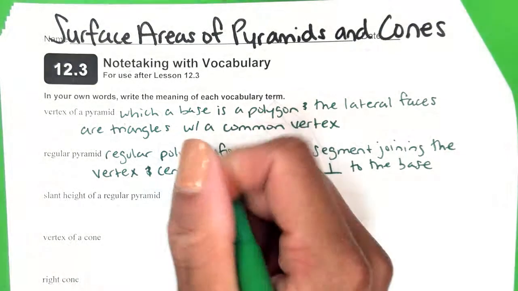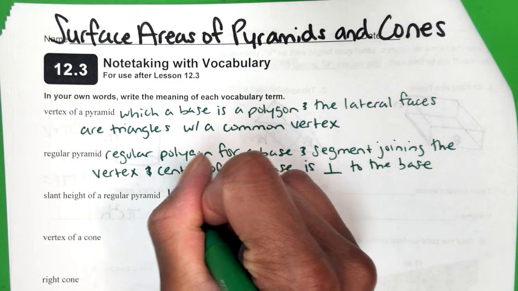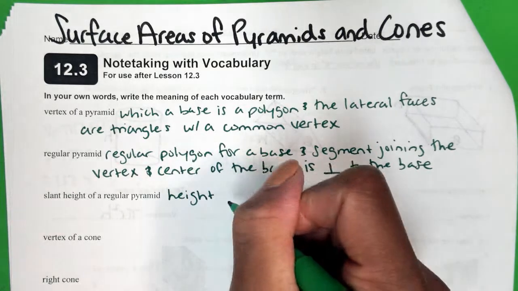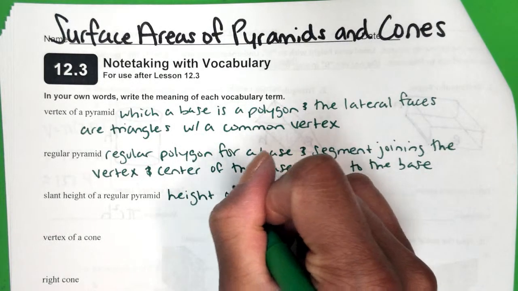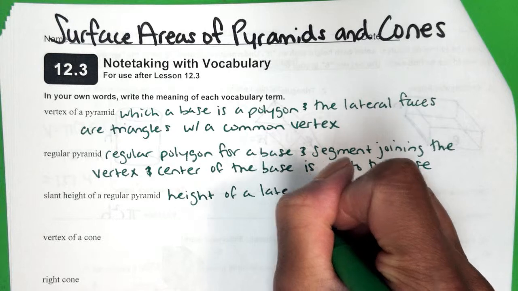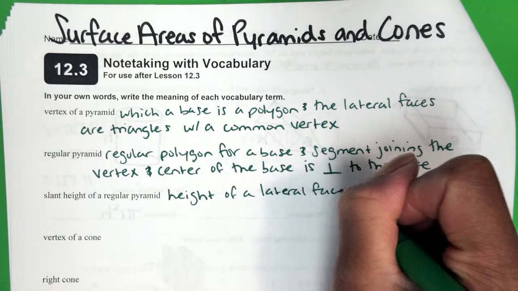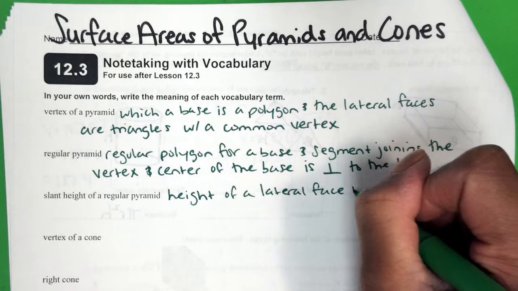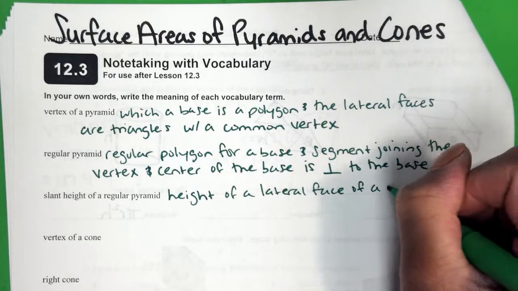The slant height of a regular pyramid is the height of a lateral face of a regular pyramid.